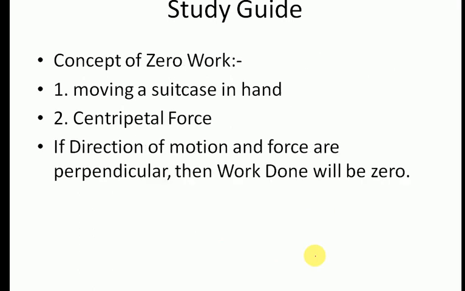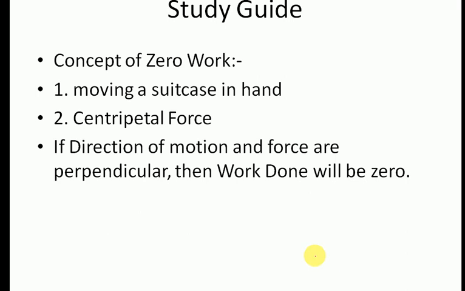Next, the concept of zero work done. There are two very simple examples of zero work done. One is moving a suitcase in the hand. This example can be asked in your question in the railway exam. The other is the centripetal force.